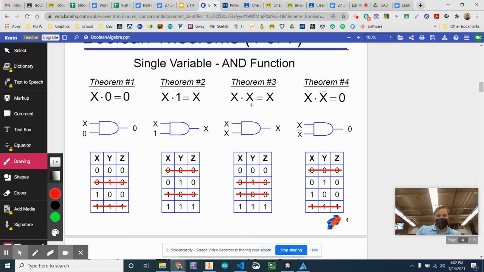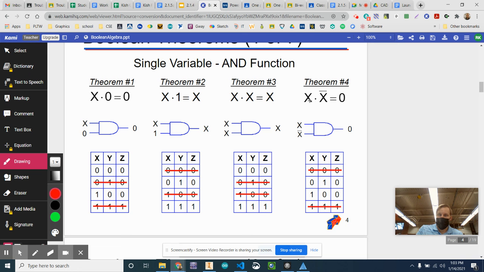Similar over here for number 3. If both inputs happen to be the same, and again, you might be asking yourself, why would you wire 2 into the same AND gate? The answer is that you wouldn't, except that through other reductions, you might end up with the scenario. From a previous algebraic step, you might end up with x times x, and it would reduce down to a single x. 1 times 1 is 1.